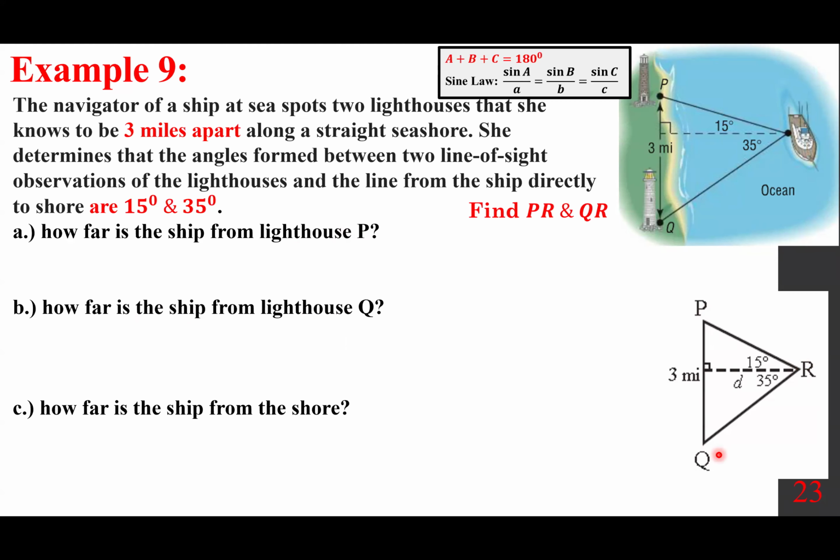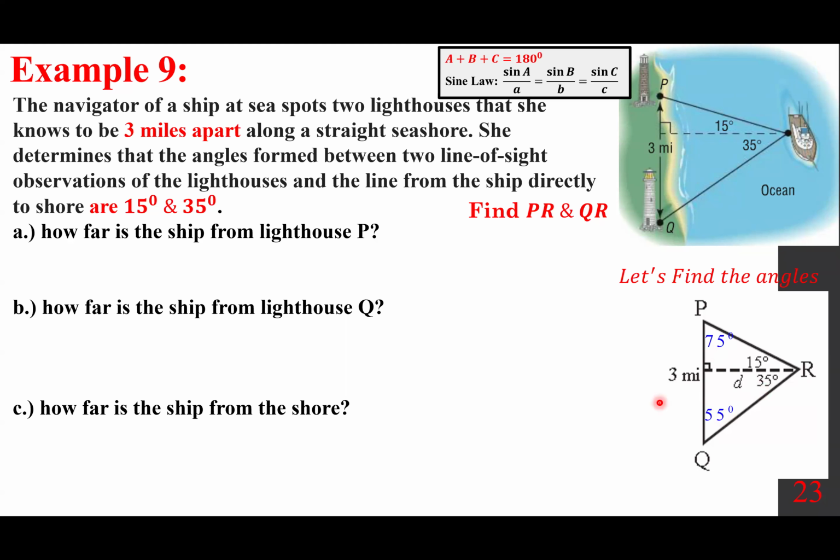So let's find all the angles. So how do we find all the angles? This is 90 degrees. So this is 90 minus 15. This is 90 minus 35. 90 minus 35 is 55. 90 minus 15 is 75. So again, I hope it's clear to everybody.